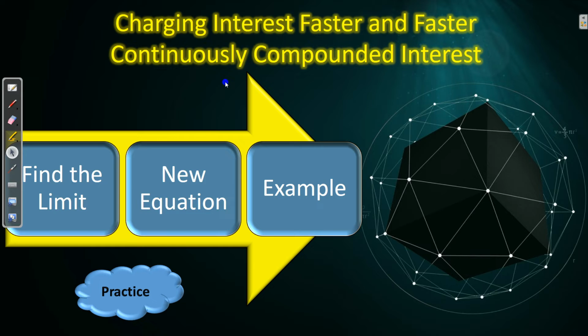So until we get to what's the limiting value if you continuously compounded interest, so that's you do it an infinite number of times. So we're going to find that limit first, then we'll have ourselves a new equation, and I'll give you a good example of how to do that before I give you some practice problems. So first, let's find the limit of continuously compounded interest.